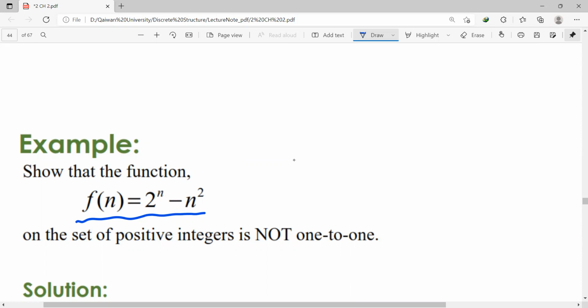Let's take 2 and 4. Let's say x1 is 2, x2 is 4. Okay, let's find f of 2 and f of 4. f of 2 equals what? How about f of 4? What about f of 2? We say 2 to the power 2 minus 2 to the power 2, both equal 0. Yes, f of 2 is 0.